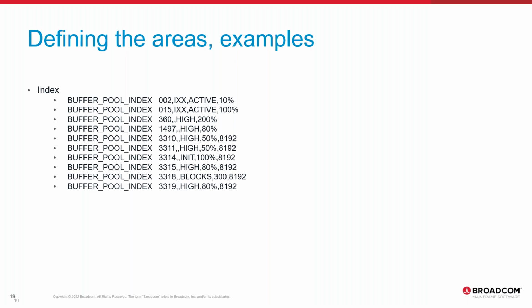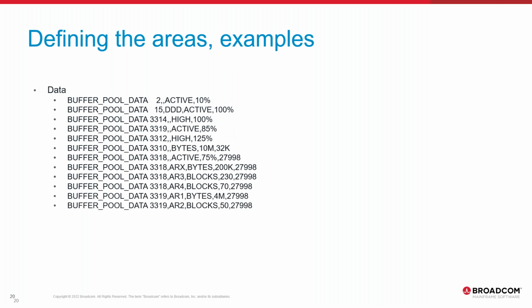We'll do some data examples. Database 2, all areas, but of course there's only one area in that database. Database 15, the DDD, the important one, active 100%. And again, we have examples of bytes and active and blocks. And some have area names and some do not. So this is just showing you the variety of what you can do.